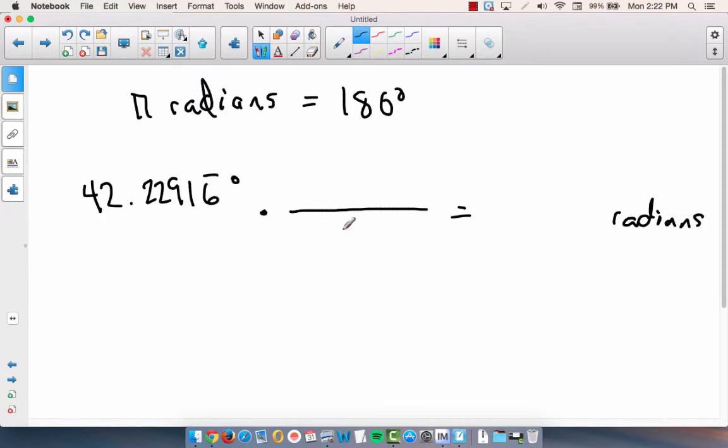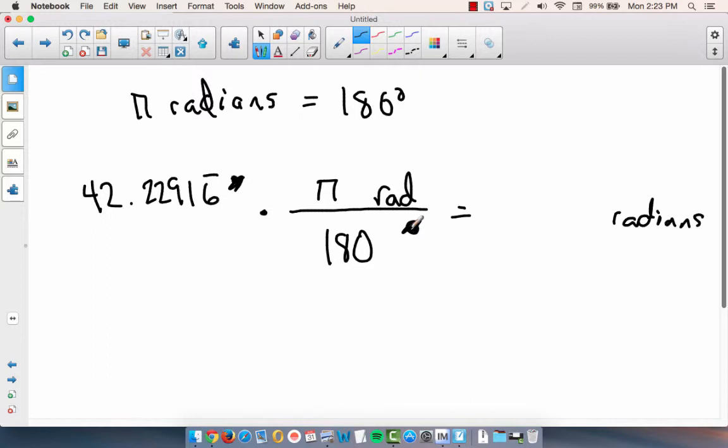I have a degree up here, so I want degrees down here. I'm trying to get radians, so I want radians up here. And how many radians? Pi radians. How many degrees? 180 degrees. These degrees are units that will cancel, and I'm left with multiplying 42.22916 by pi and dividing by 180.